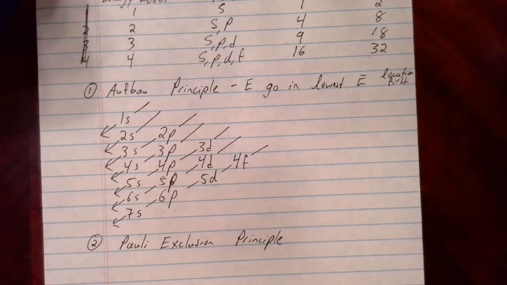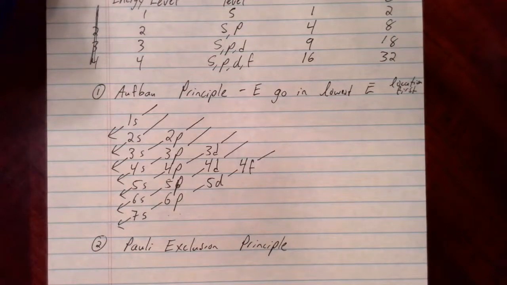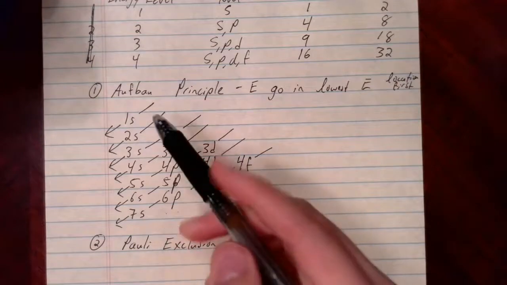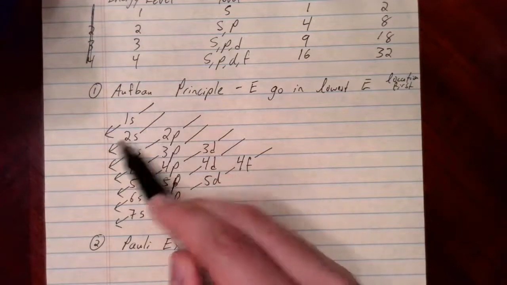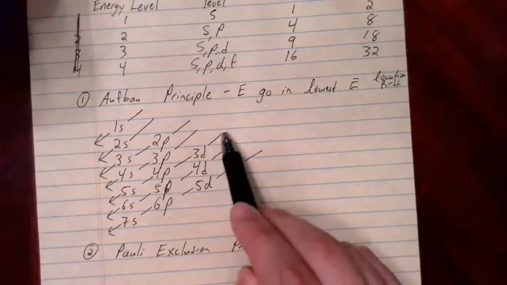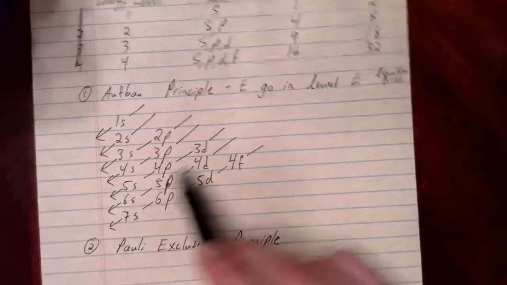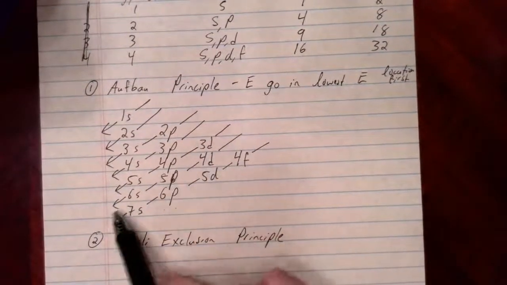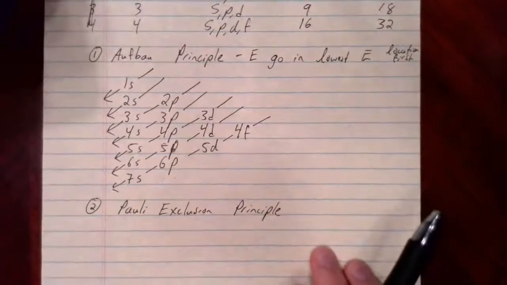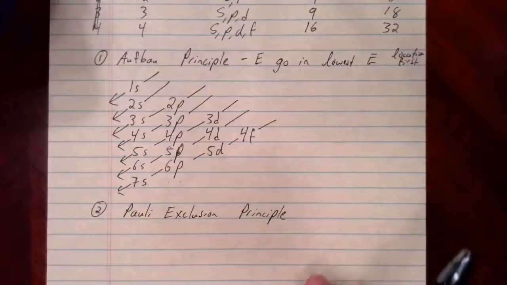So rather than just going in order 1, 2, 3, 4, 5, 6, 7, I have to follow this pattern. So as electrons enter an atom or enter orbitals, they go in this order. Lowest energy first: 1s, 2s, 2p, 3s, 3p, 4s, 3d, 4p, 5s, 4d, 5p, 6s, 4f, 5d, 6p, 7s. So now I know that I have to go in this order when I add electrons to an atom.